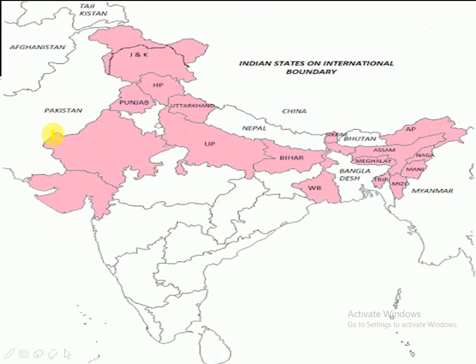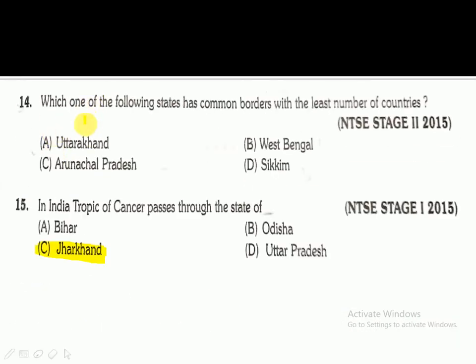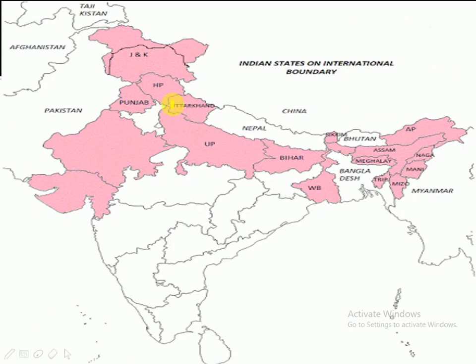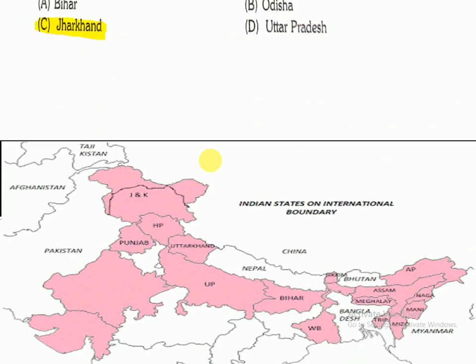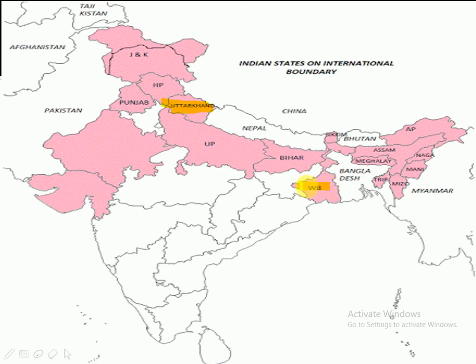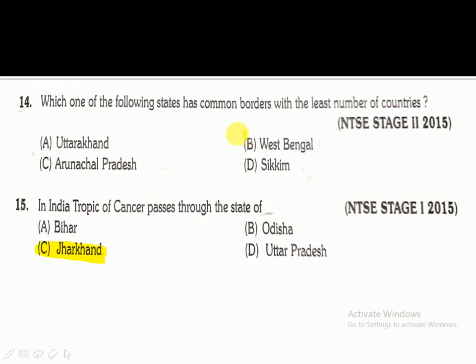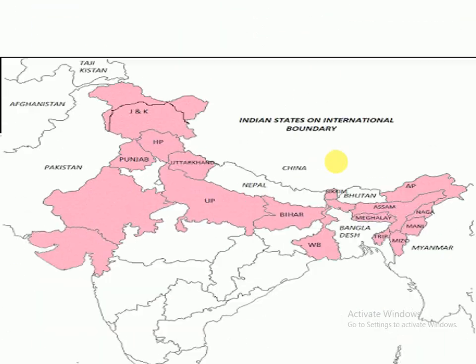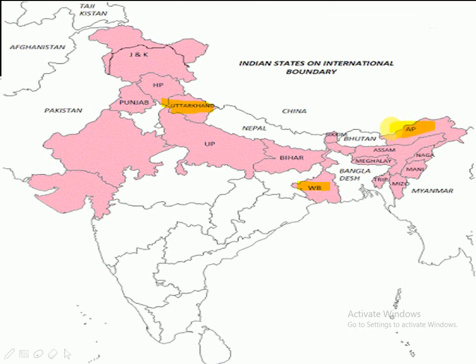If you see, we have Uttarakhand. We'll mark them first. This is Uttarakhand. Okay. Then West Bengal. It shares a lot of boundaries, so it cannot be minimum. Arunachal Pradesh. This is Arunachal Pradesh.